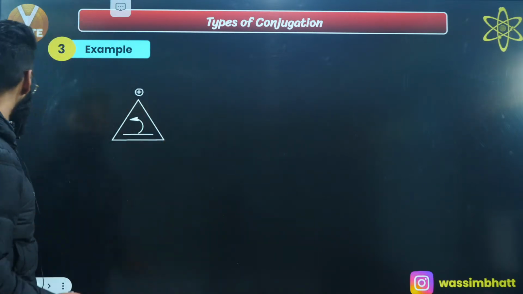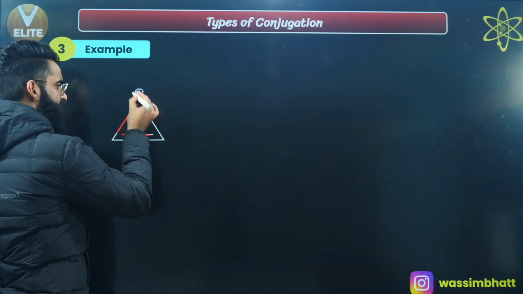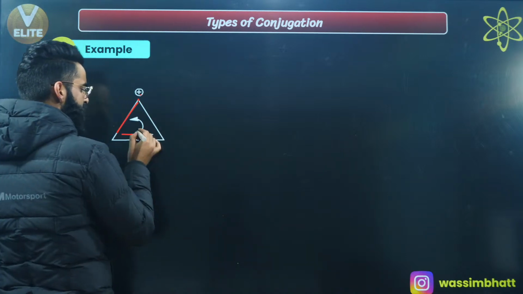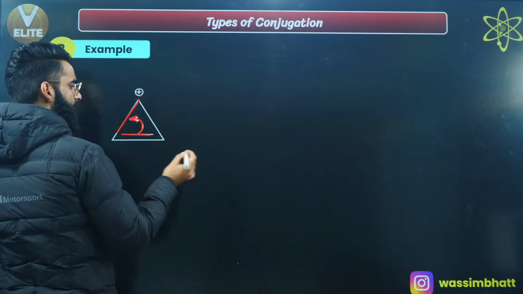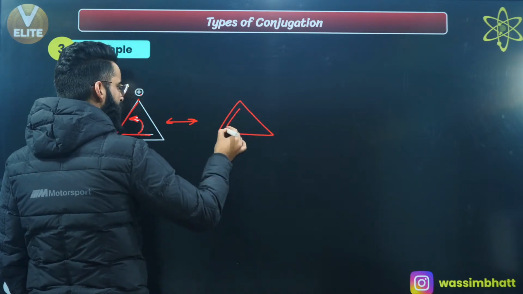You can make its resonating structures on your own. So first of all, this is pi, this is sigma, there's a vacant orbital with this carbon, right? You can check it out too, right? So definitely resonance is going to happen, right? Shift this electron pair over here. So what is going to be its one more resonating form? It's going to be a double bond over here, right?